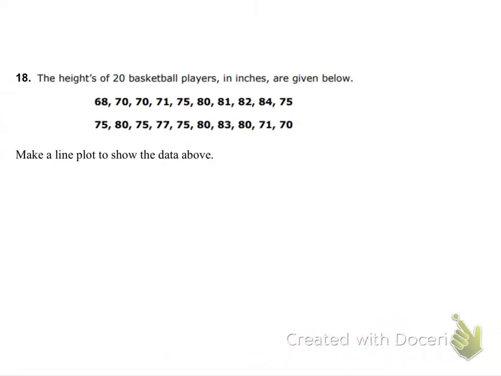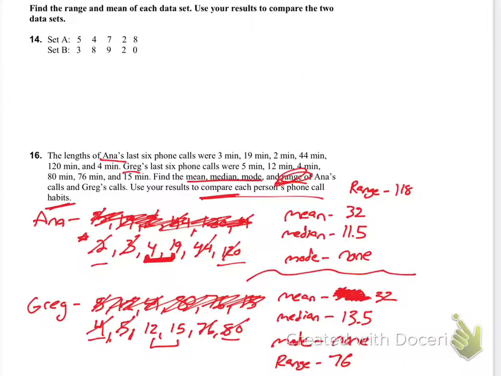All right, so make a plot line. Oh, I didn't do 14, sorry about that. Find the range and mean. Use the results, compare the two. Okay, so you guys know how to do that because these are just numbers. Put them in order, and then the range is just the biggest minus the smallest, and the mean is the average. And then you can compare the two sets by saying which set is bigger or smaller, and which set has a bigger range or a smaller range.